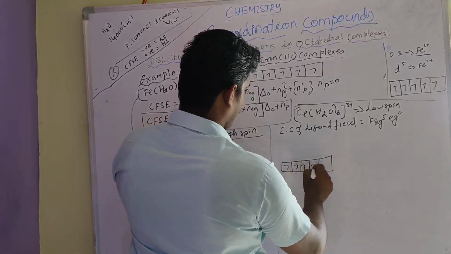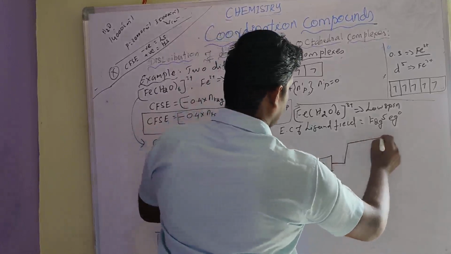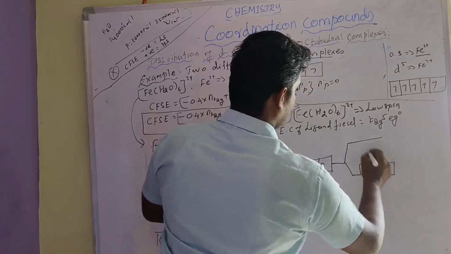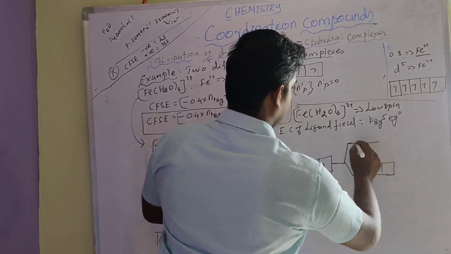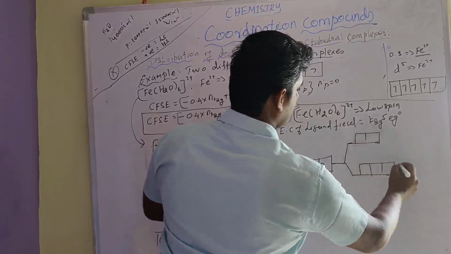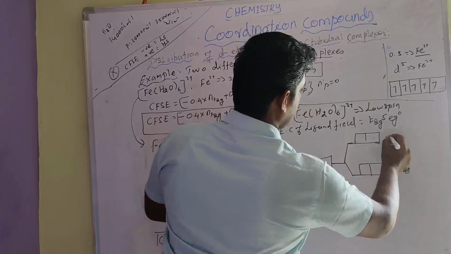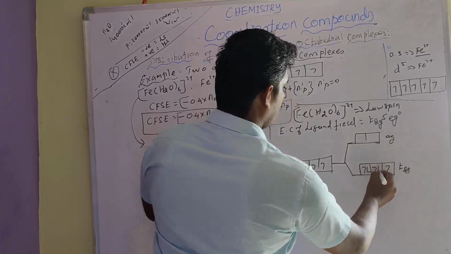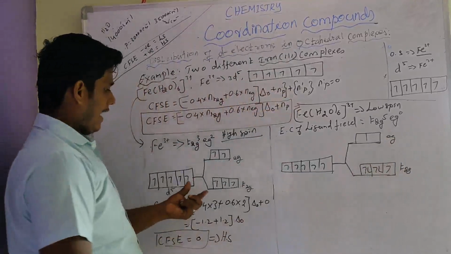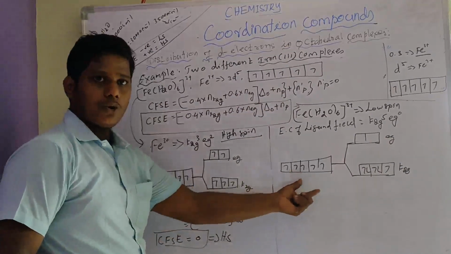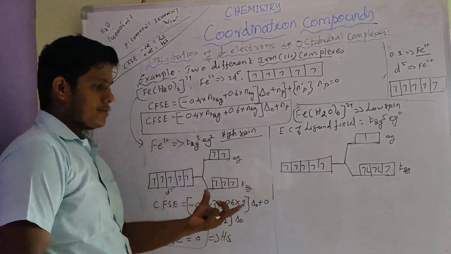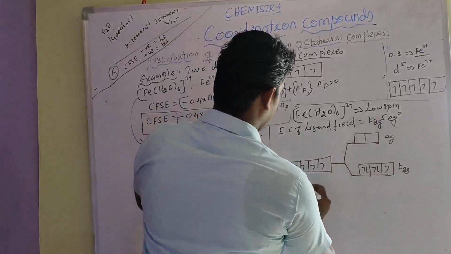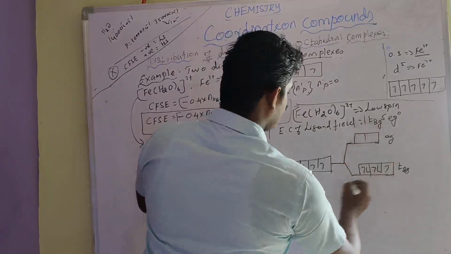1, 2, 3, 4, 5. It is t2g and also eg. So 1, 2, 3, 4, 5. That means it is a high spin complex, it is a low spin complex; now check it. So the electronic configuration is t2g5 eg0.